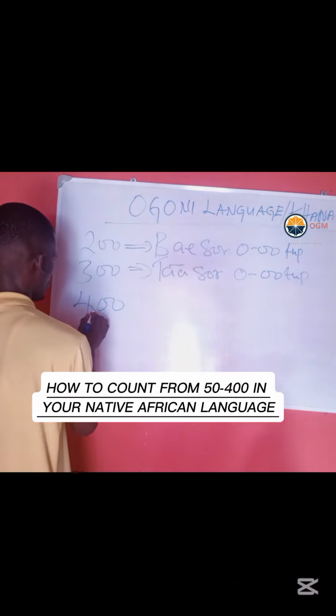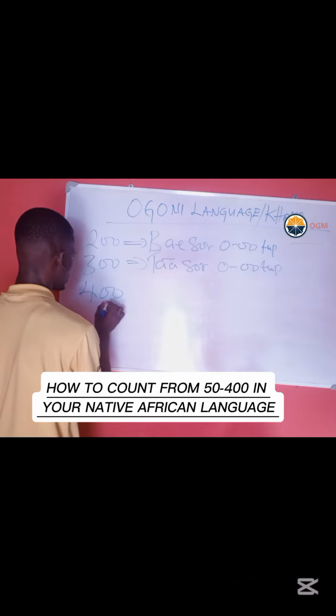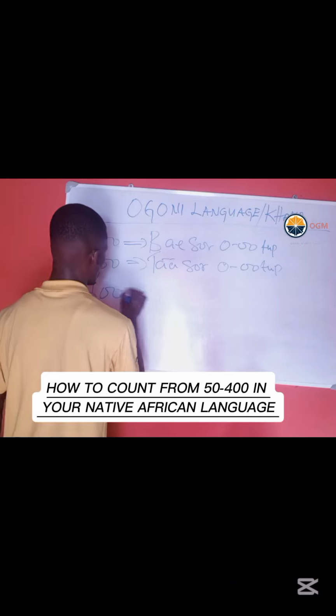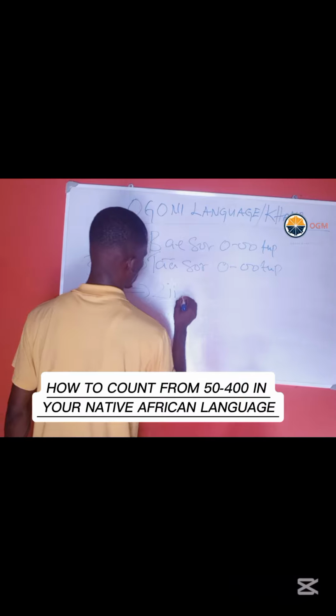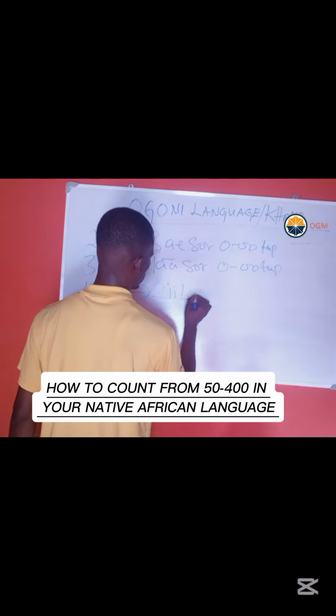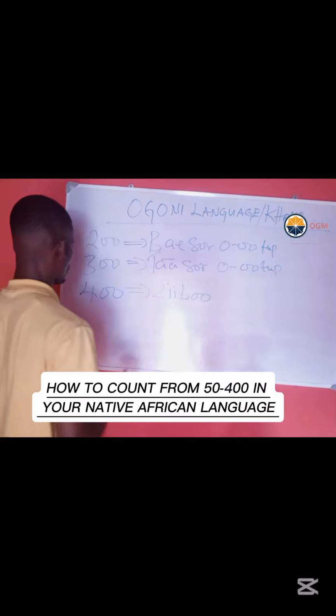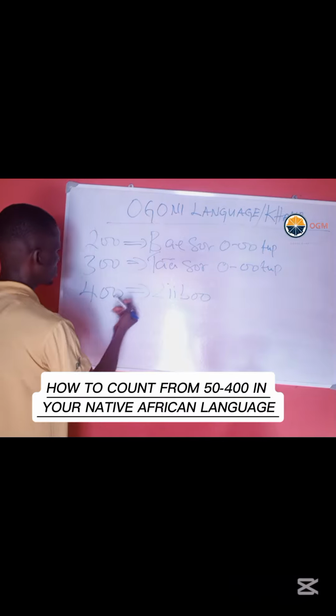And here is 400, where the mathematics is. Here is zin bo zimbo. What make up this zimbo?